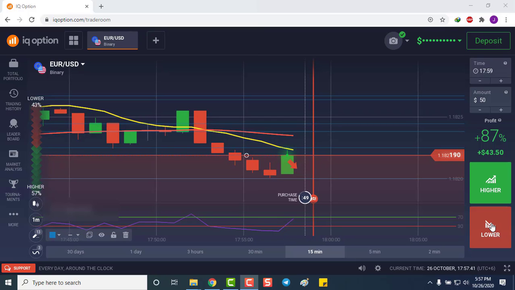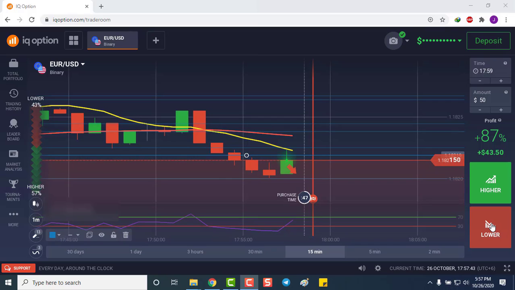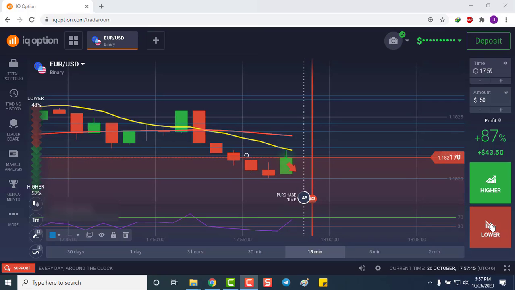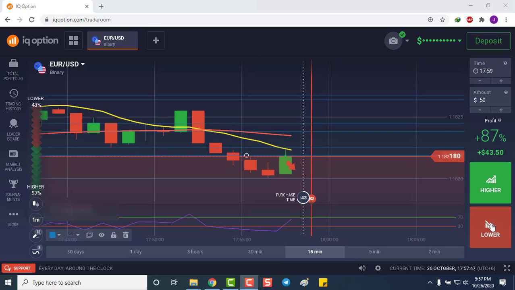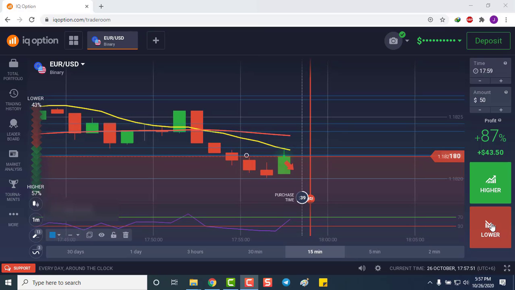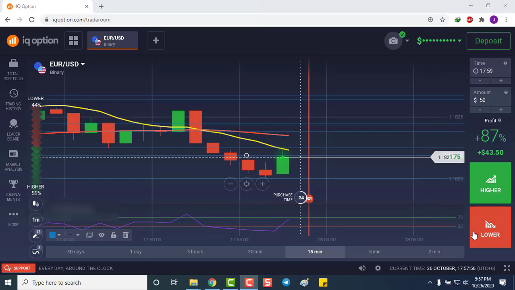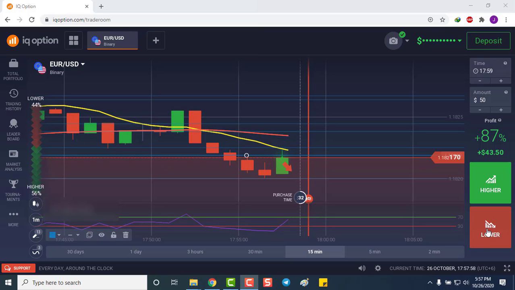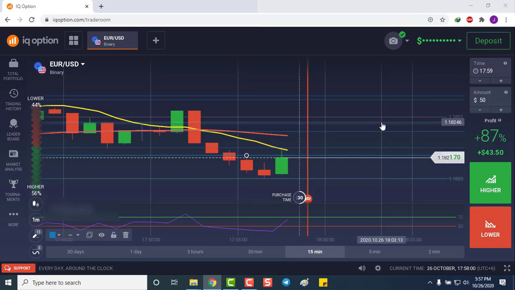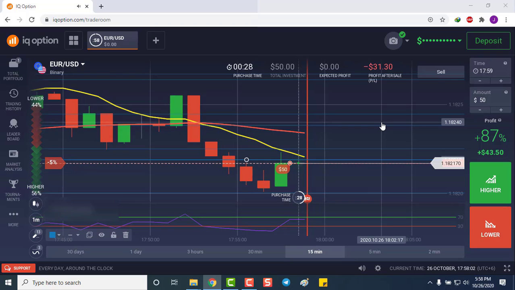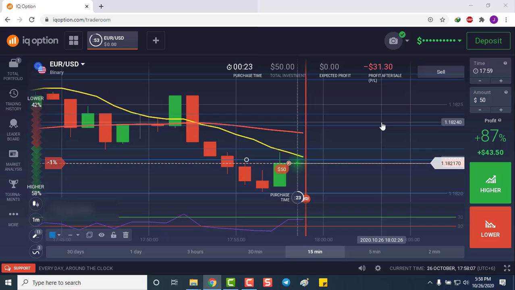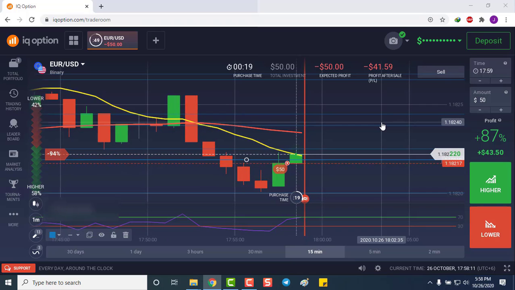Only 20 seconds remaining, and if this candle closes below the resistance level, below the SNR level, then we will place a lower option here. Okay guys, we see a rejection and the candle is okay. Guys, I place a lower option here, and I think the market will go down from this level. According to our PP trend crasher strategy, the market will go down from this level.